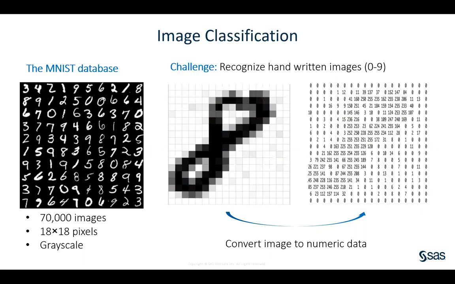So to analyze this kind of data, we need to convert images to numeric form. Each image is 28 by 28 pixels. You can think of each pixel in an image as a feature in your input data that takes a value between 0 to 255 based on how dark it is.